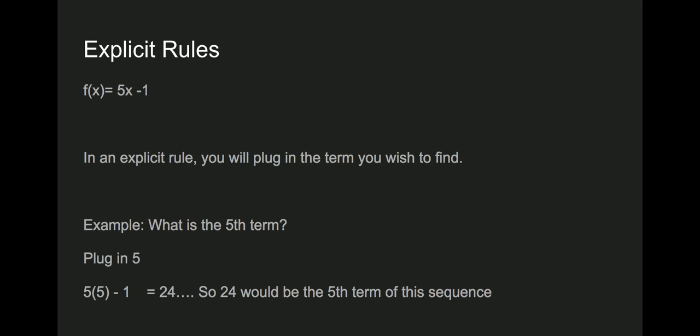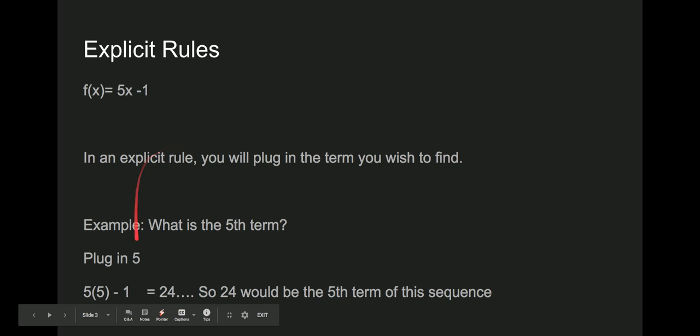We have two types of rules, and one is our explicit rule, and I talked about that in a video last week. And then we also have our recursive rule. So explicit rules are really easy to plug into because if I say what's the 5th term or what's the 10th term or what's the 99th term, you plug in whatever number you're asked for. So our rule is f of x equals 5x minus 1. And an example question would be, well, what is the 5th term? So you just have to plug in 5 for your x value here, okay?